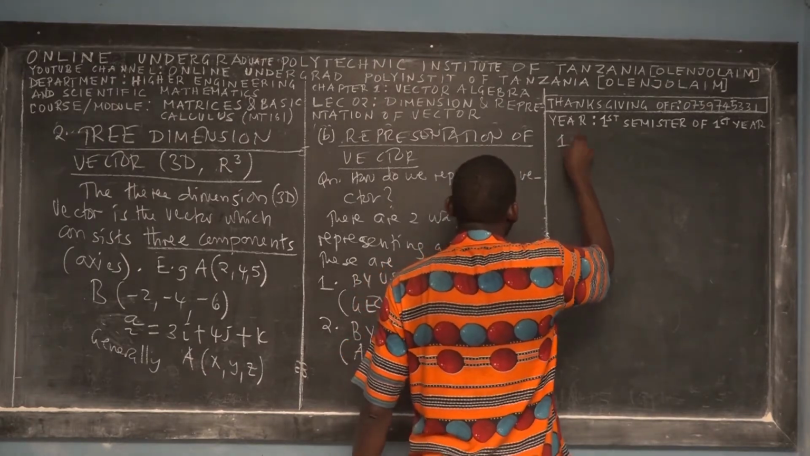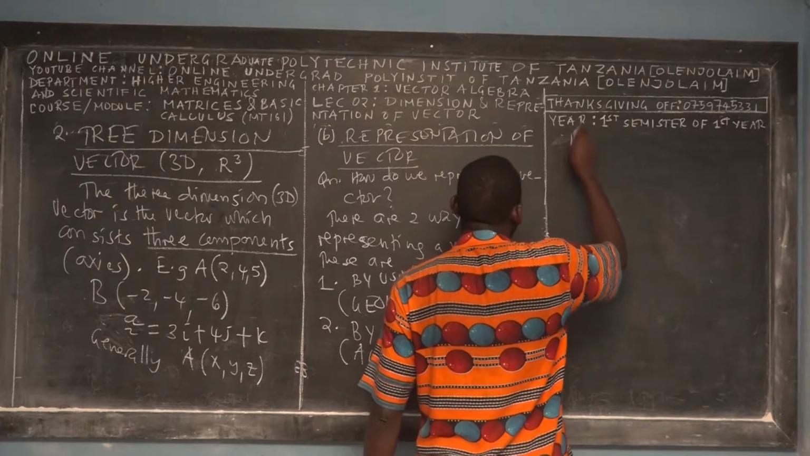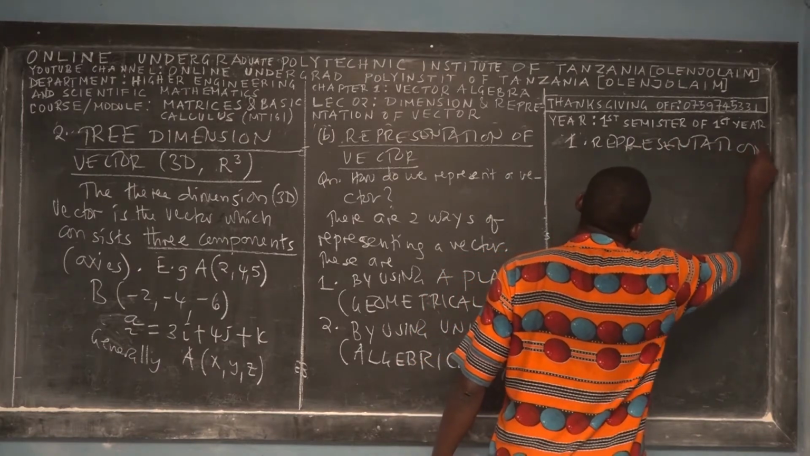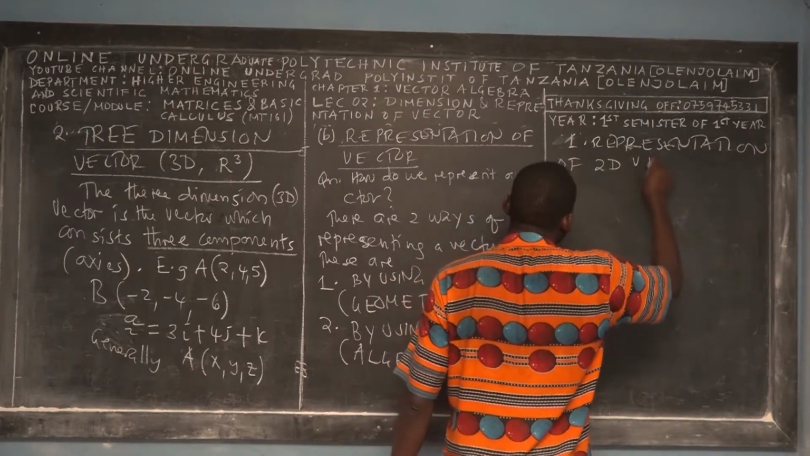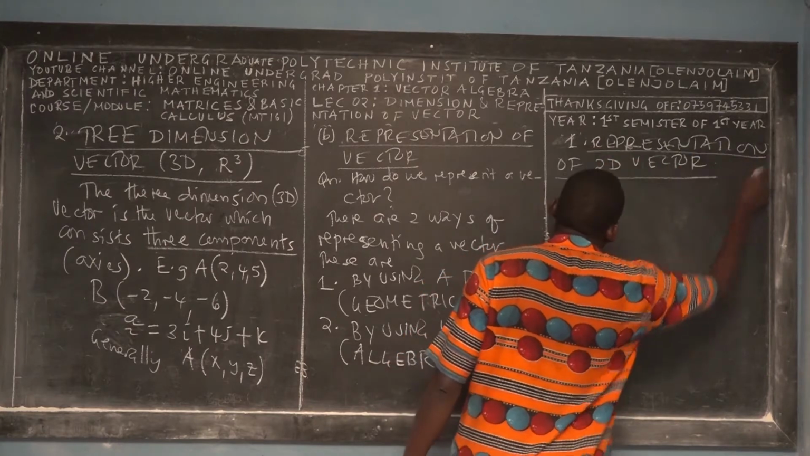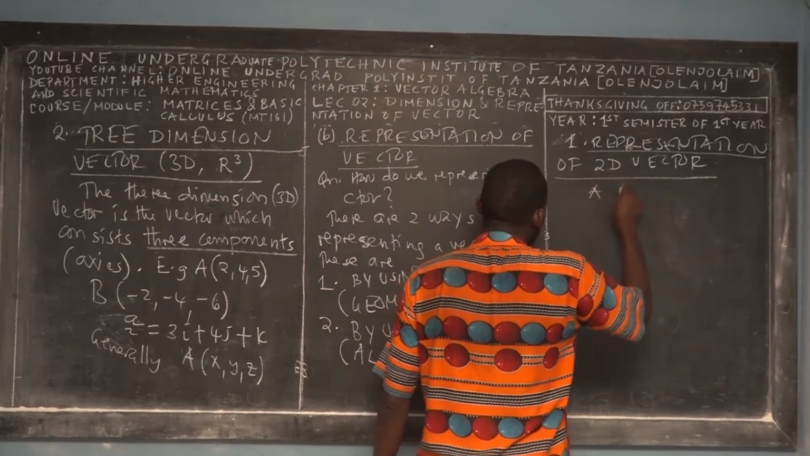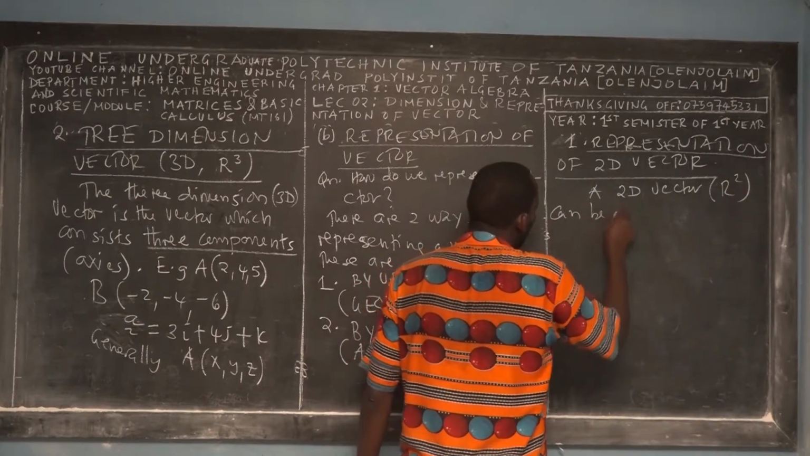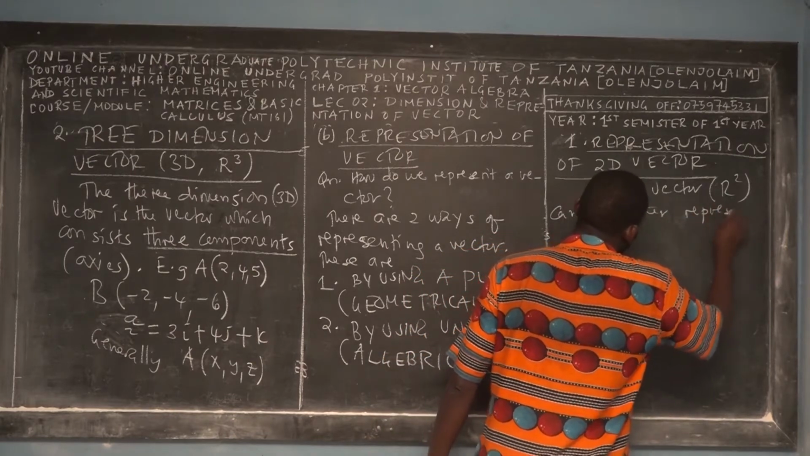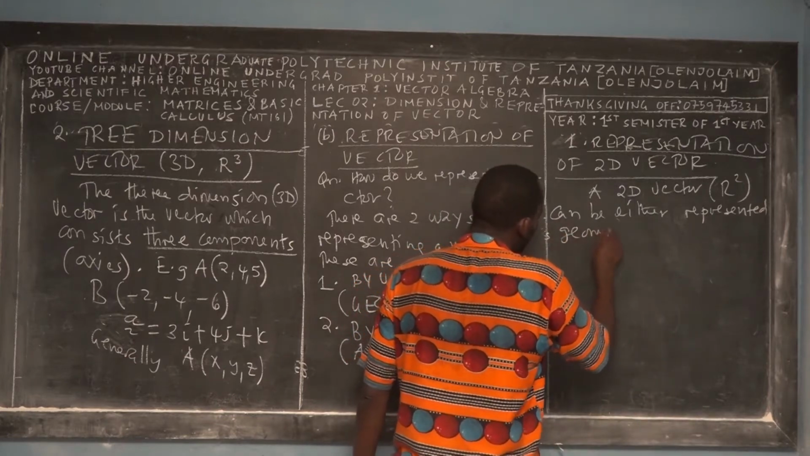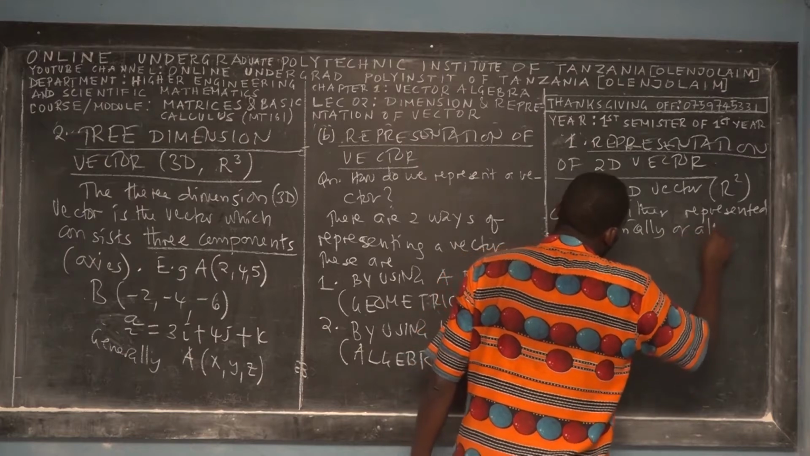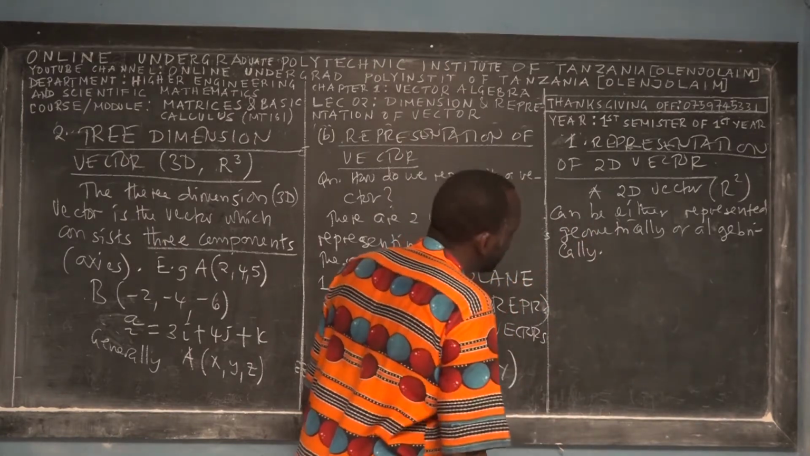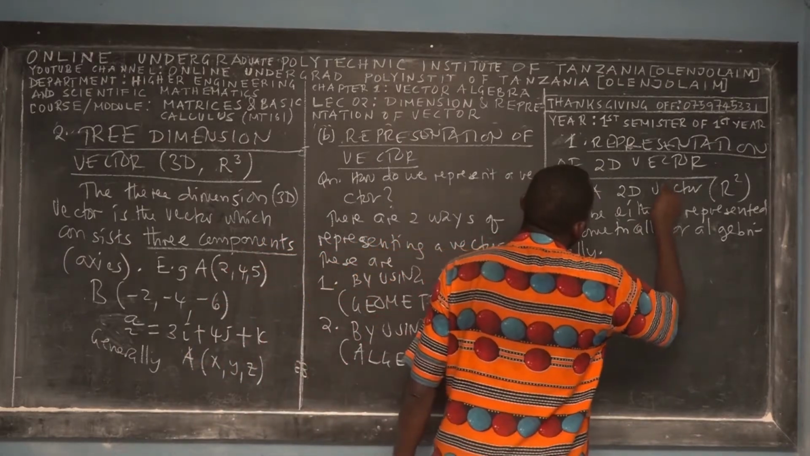So now let us focus on the representation of a two-dimensional vector. As we say, you can represent a two-dimensional vector either geometrically or algebraically. So we say that a two-dimensional vector, or R squared, can be represented either geometrically or algebraically. So you have those two alternatives. Those are the two ways that we can present it.